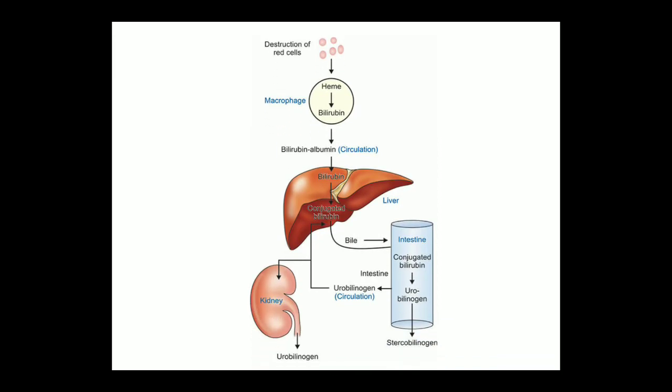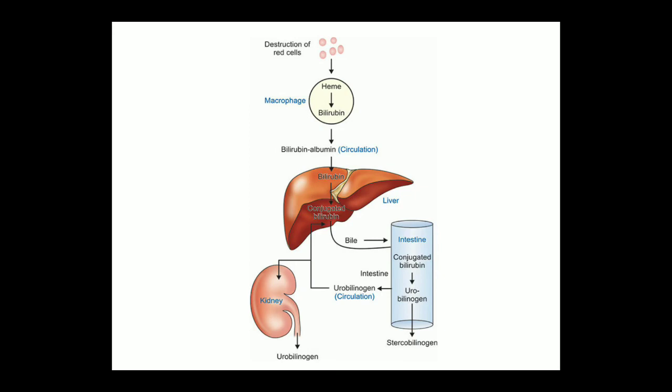It is the destruction of hemoglobin. Destruction of red blood cells after 120 days gives hemoglobin, heme and globin. Globin is reutilized. Heme is converted into bilirubin. Bilirubin and albumin circulate and enter the liver. In the liver, bilirubin mixes with enzyme and is then called conjugated bilirubin.